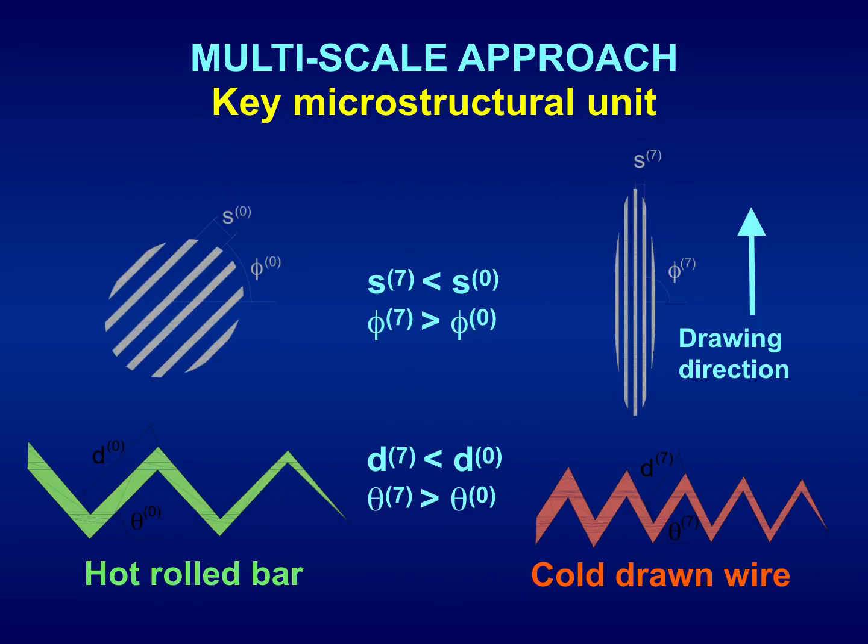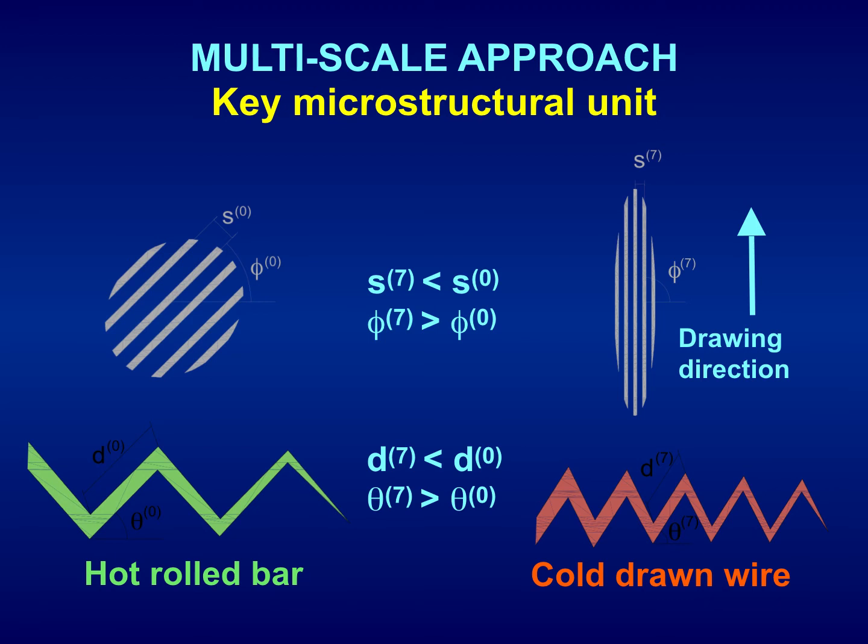In a multi-scale approach, we analyze the key microstructural unit. We observe a decrease of pearlitic interlamellar spacing and an increase of the angle, and a microstructure which is progressively oriented and progressively densified, an increase of packing closeness with cold drawing, and in addition an orientation along the drawing direction.